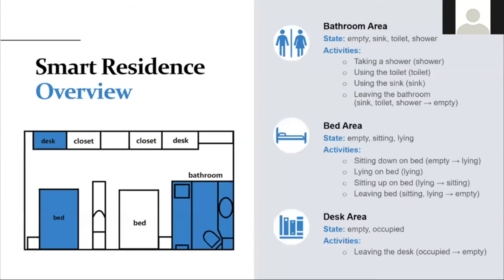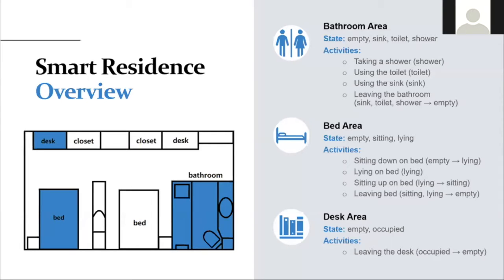And since the project is deployed in my room, the scope is designed for three areas: the bathroom, bed, and desk, like shown in this picture. That is the layout of my room. And in addition, some of people's activity could be directly recognized by the state of room, while some activities are recognized by sequential state change.